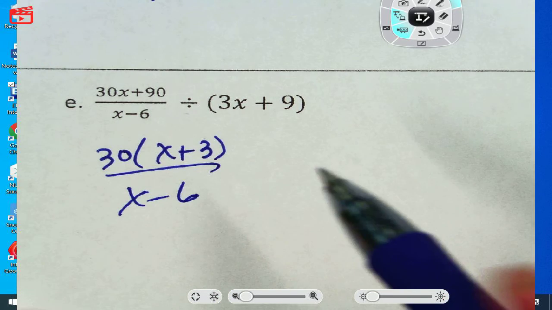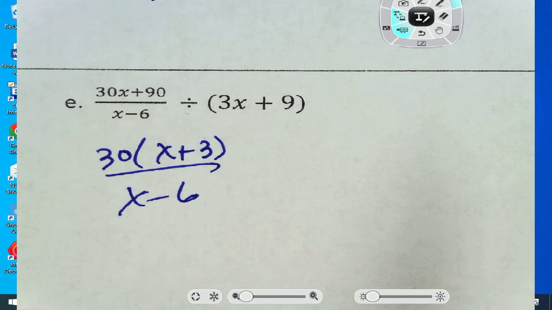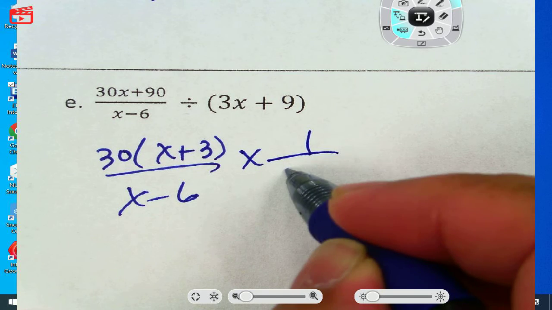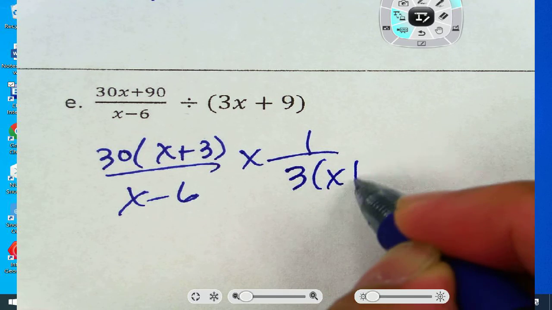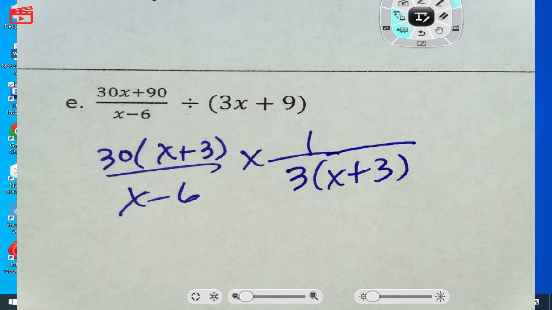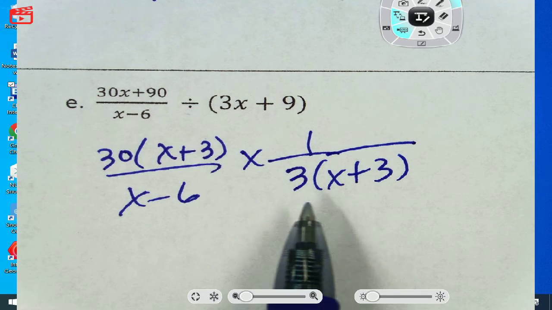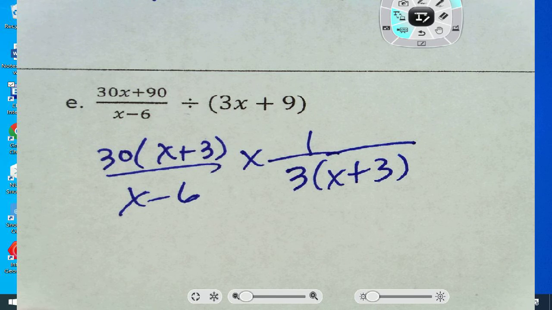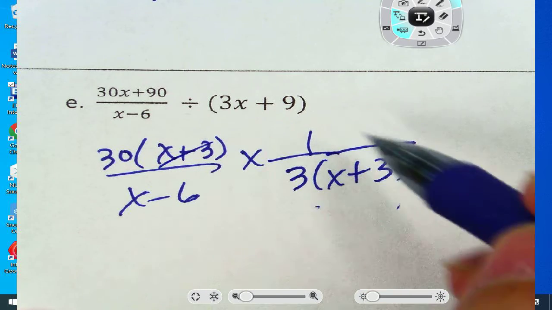Now, do you remember what happens when you have division with fractions? You multiply by the reciprocal. That'd be 1 over 3x plus 9, but I went ahead and factored out the 3. Uh-huh, you can cancel that x plus 3.